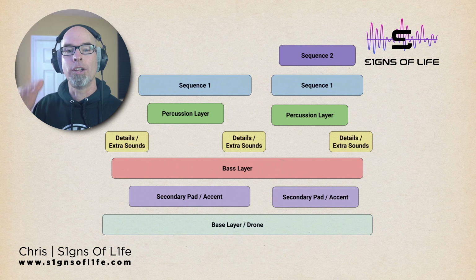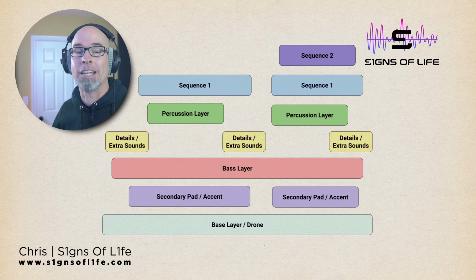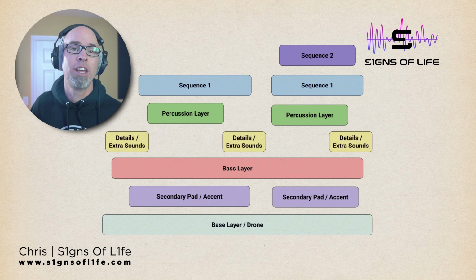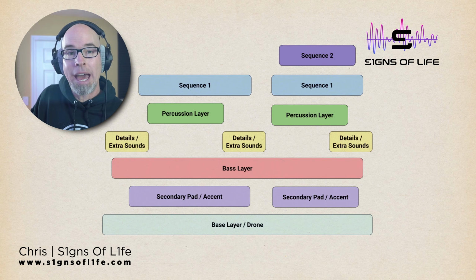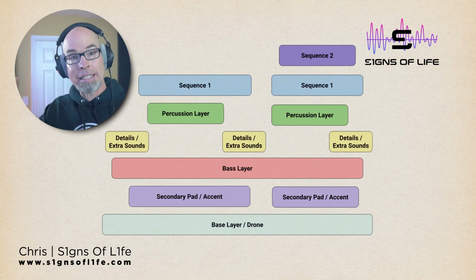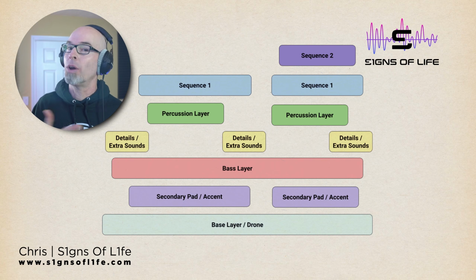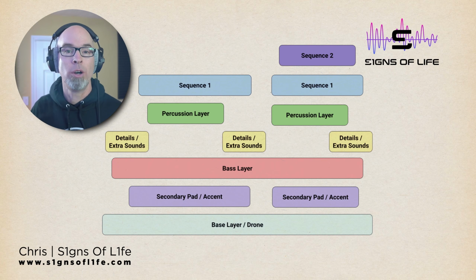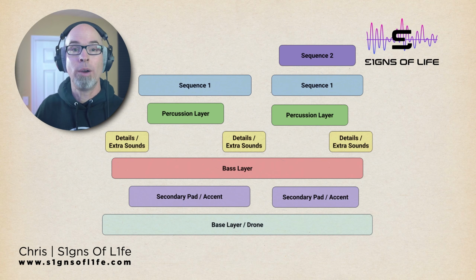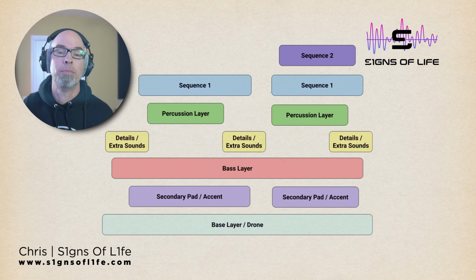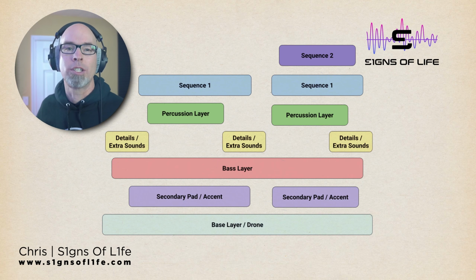So as you can see down there at the bottom, we have the base layer, the drone layer. We're gonna create that first. And then we have a secondary accent pad above that. And then we have a bass layer right in the middle that lasts almost the entire track. We have some details or extra sounds. We're gonna get into those. We're gonna create a percussion layer. We're gonna do the hi-hats and the kick drum and the bass trick. And then we have 2 sequences to round things off.